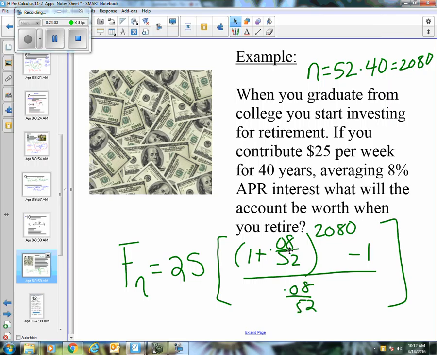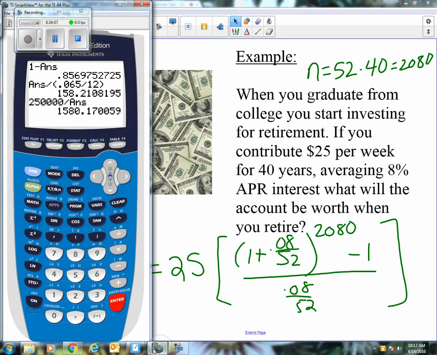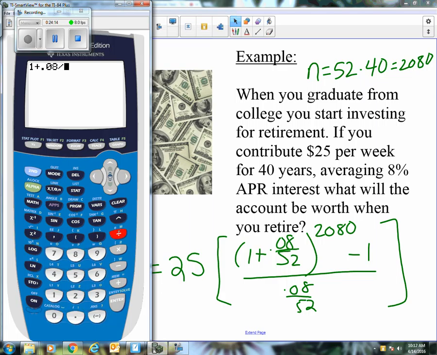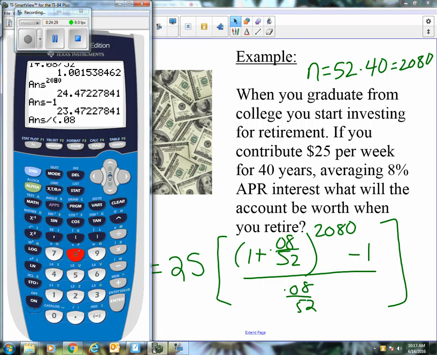All right, so when we do this big picture, we're going to take whatever's in the bracket, that big disaster, and we're going to multiply by 25. So just to kind of walk through the order of operations here. So 1 plus 0.08 divided by 52. And then raise that to the 2,080. That's how many payments we'd be getting interest for. And then -1. And then divided by, and again, don't forget the parentheses on the bottom here. You want to make sure that you're dividing by that entire expression. So let's check in with that number.